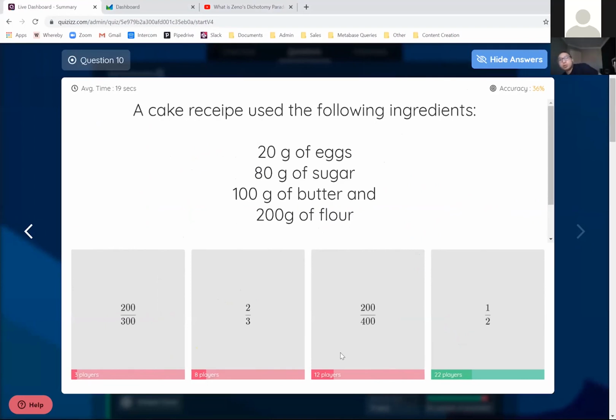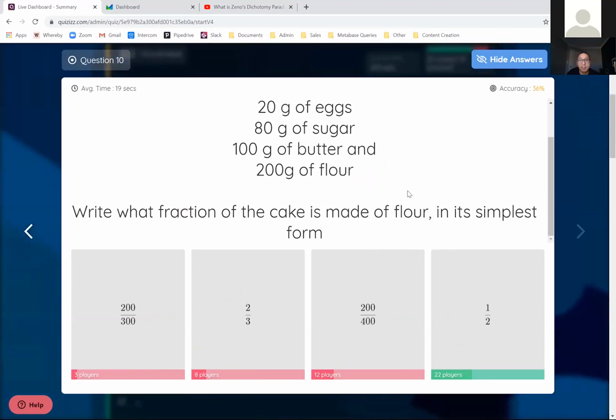All right, last question. A cake recipe used the following ingredients: 20 grams of eggs, 80 grams of sugar, 100 grams of butter, and 200 grams of flour. Now you have to scroll down to the next part, right? Sorry if you missed that. Write what fraction of the cake is made from flour in its simplest form.